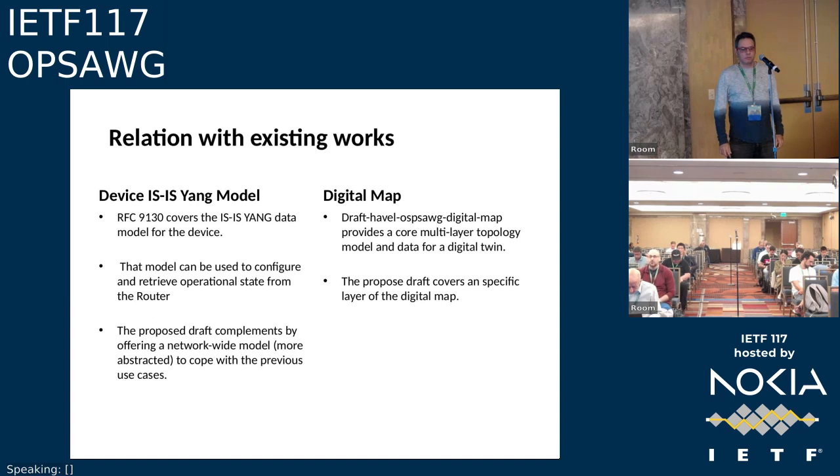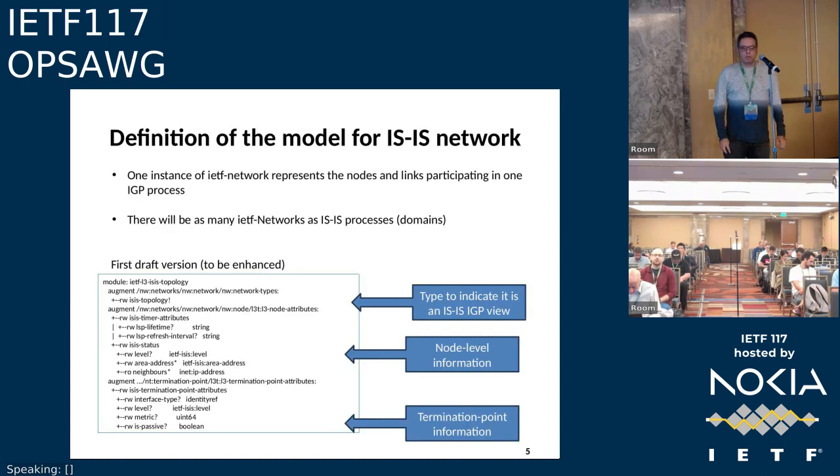Next slide, please. Now, how we managed to work. Our networks in Telefonica are made of several ISIS processes that are interconnected. Typically, there is one router that connects two, or even three, domains or ISIS processes. And what we asked is, how do we model this? We will have one instance of the IETF network for each of these processes.